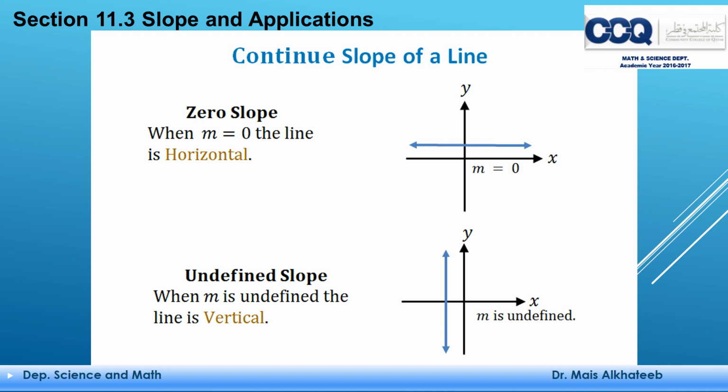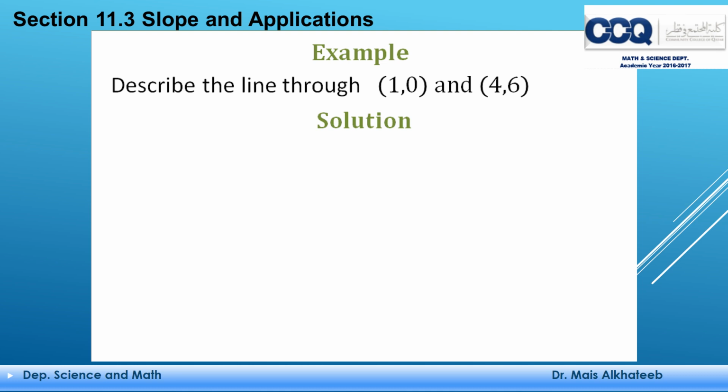طيب how do I use it in sketching the graph? This will be in this example. For example, describe the line at first. Through (-1, 0) and (4, 6). Describe the line. هل هو go up go down هل هو positive or vertical or horizontal? I have to find this graph. Okay, I calculate.